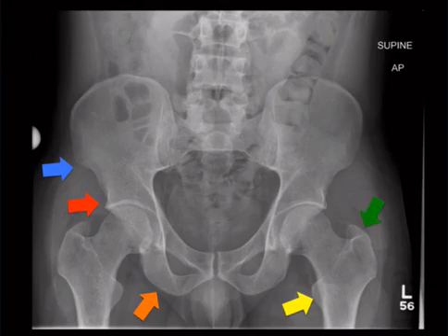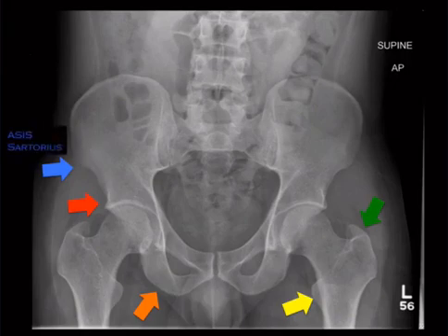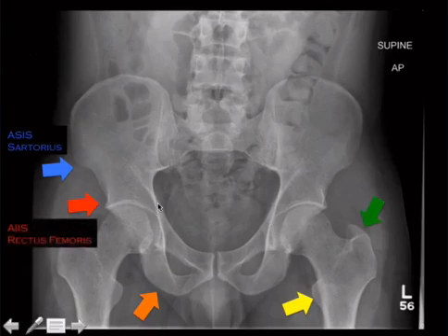So first let's discuss what is it. We've got two things here, one here and one here. This one's superior, so this is the anterior superior iliac spine, and superior starts with an S, and so does sartorius, so that's how I remember that. Now, the other one I'm going to remember basically as the other one is the other one. So if this one is superior, then this one is inferior, and that is where the rectus femoris attaches.